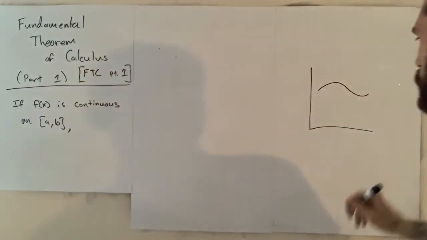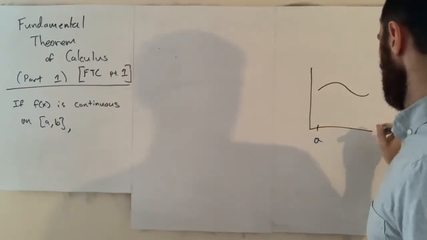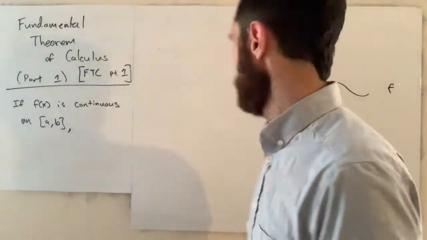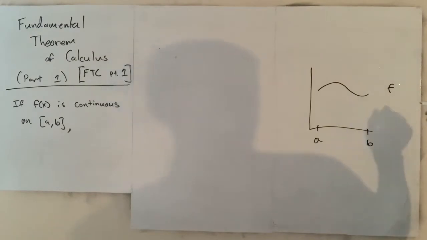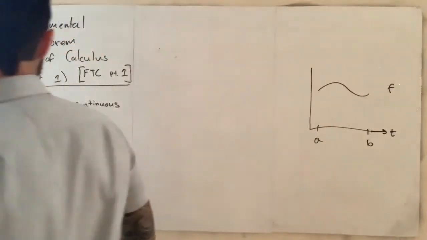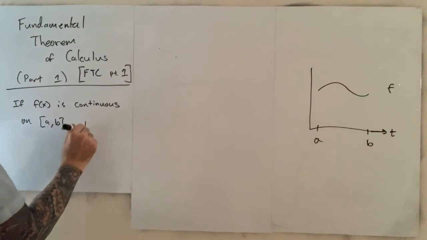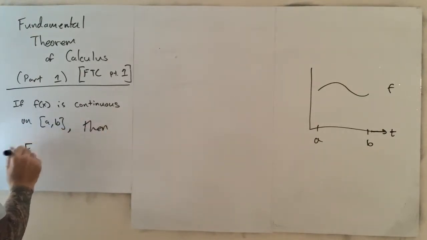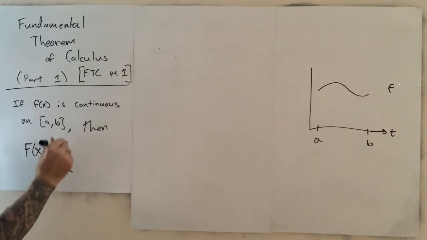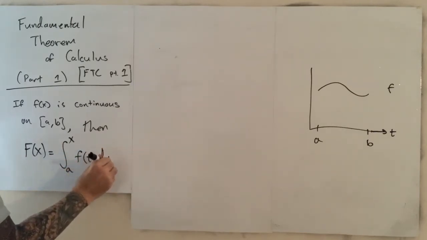So here you have your continuous function. This is f, and it's going to be over some closed interval, a to b. And what we're going to do is, I'm actually going to call this axis the t-axis, because what I'm going to do is then this function here, F of x, I'm going to create it from a to x of f of t dt.